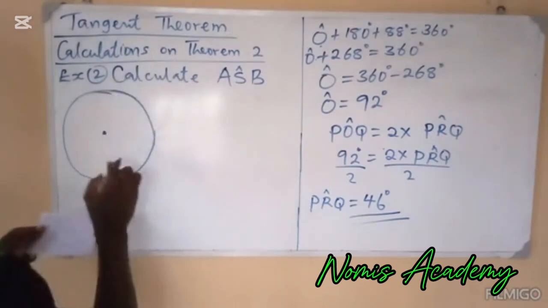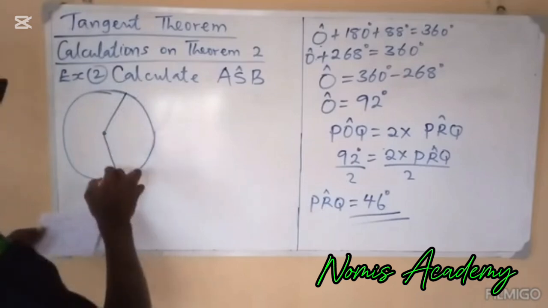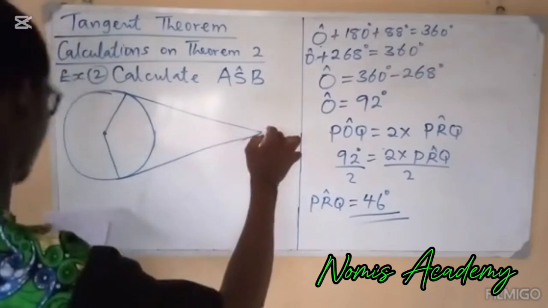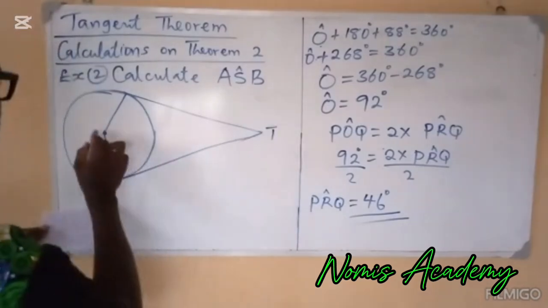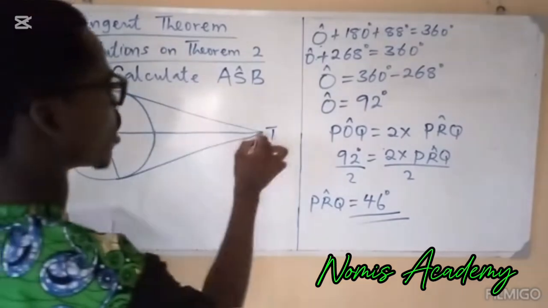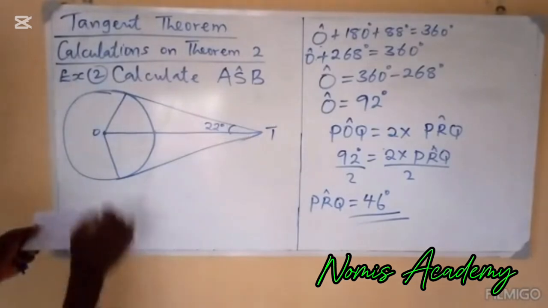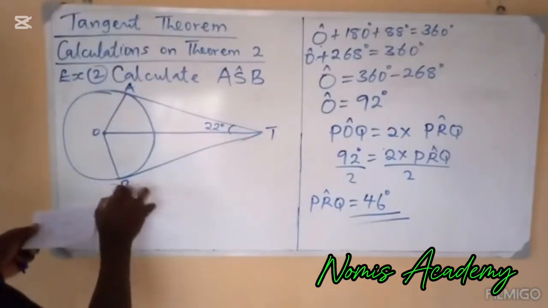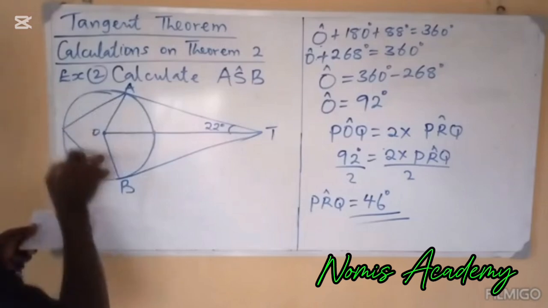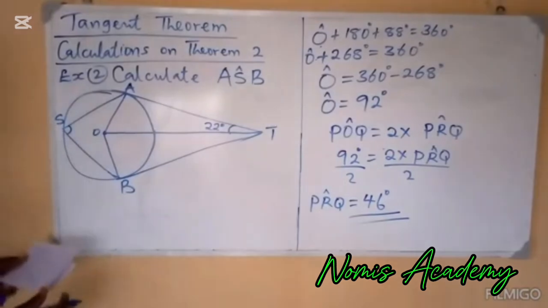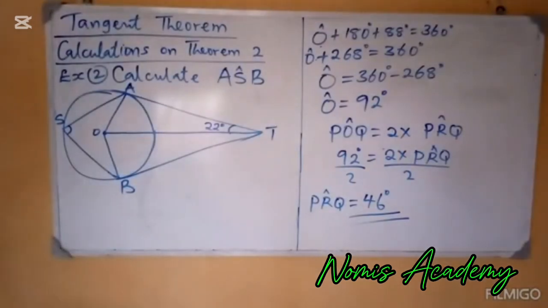So there is the center of the circle. We have the radius, and then a common point T, center O. We are joining O to T, and then this particular angle here is 22 degrees. This is A, this is B, and then just like in the previous example, we have this angle, which is what we are looking for. So we are asked to find the angle at S.